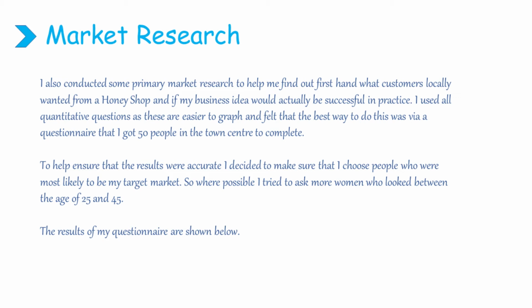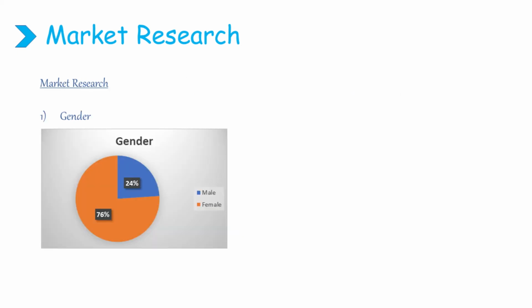Now, what I've tried to say is there, I've sort of mentioned about sampling. So I've said to ensure that my results are accurate, I've made sure that I've chose people who are most likely to be my target audience. So in other words, I went and only asked people who looked to me to be between 25 and 45. So you can see that I'm trying to convince the reader that my market research is accurate. And now I'm going to gather a collection of data from my market research. So now I'm going to include the results of my questionnaire.